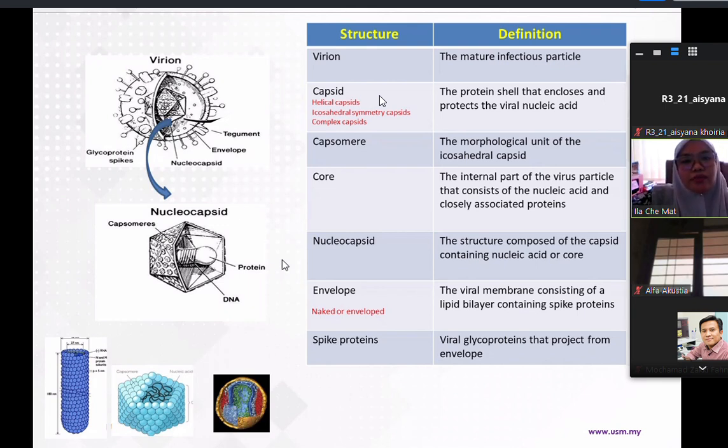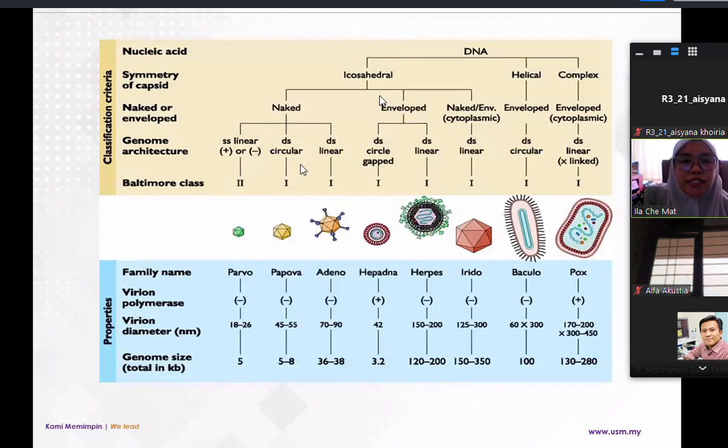And then they also have capsomeres, they have the nucleocapsid, and also the envelope. The envelope is the outer layer. The outer layer is very important because on the surface of the envelope, you will see the spike protein. The spike protein is very important for the attachment process. And then some viruses exist without the envelope, and that one we call a naked virus. All right, so this is the simple classification of the virus.